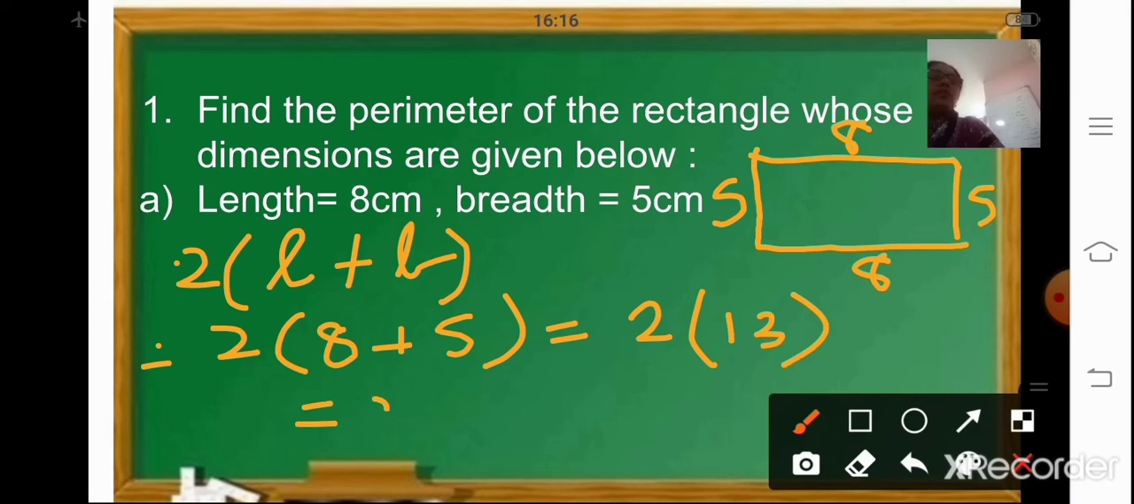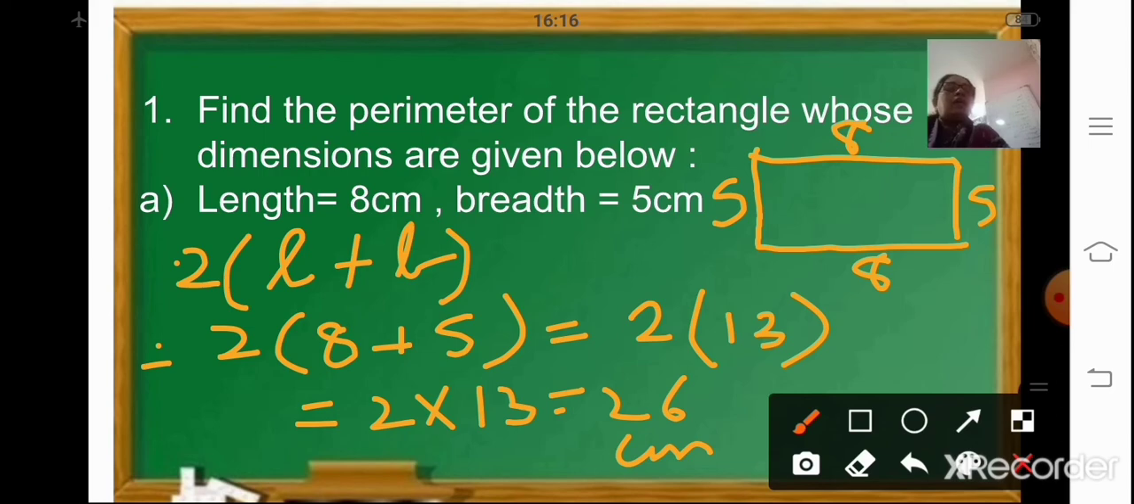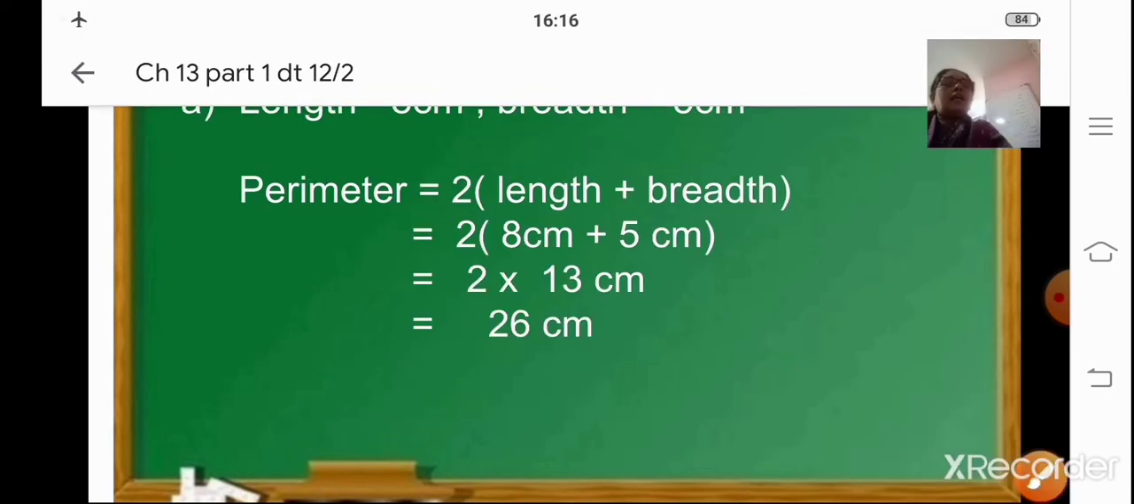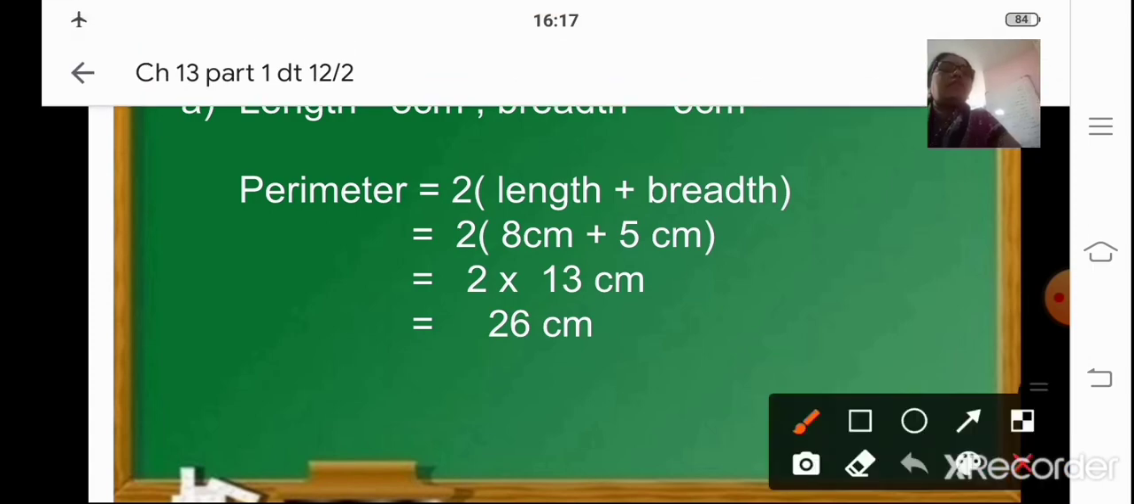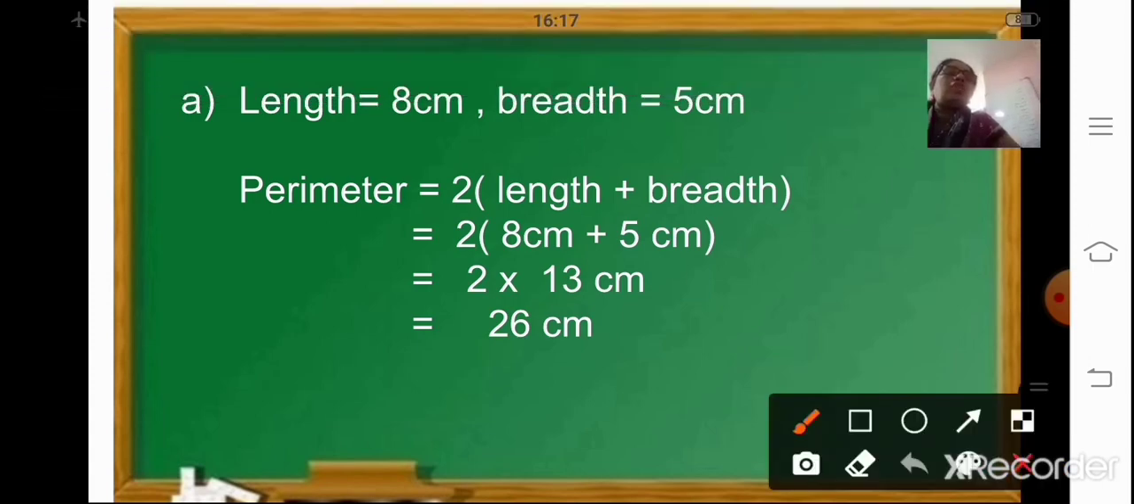That is equal to 26 centimeter. Okay, so let us see the working in the slide. That is 2 into length plus breadth, that is 2 into 8 plus 5, that is 13 centimeter. So 2 into 13 is 26 centimeter.